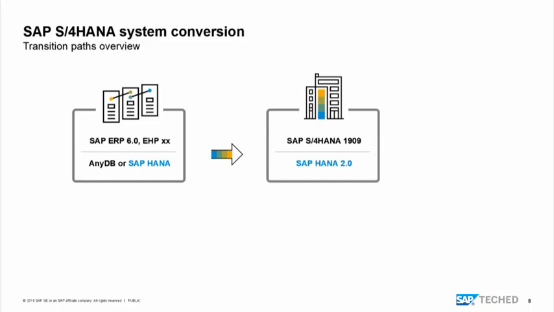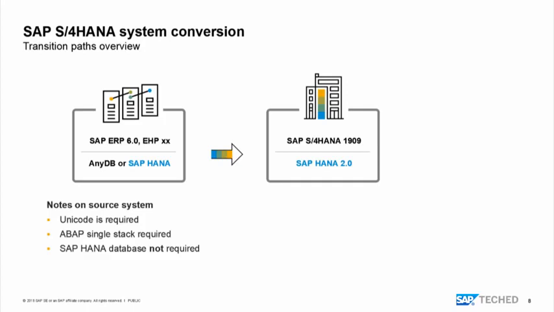So it's not required to have a specific enhancement package level, and it's not required that the source is already running on HANA database, important, for what we call the one-step conversion. So one procedure, one downtime that has specific requirements for the source system.